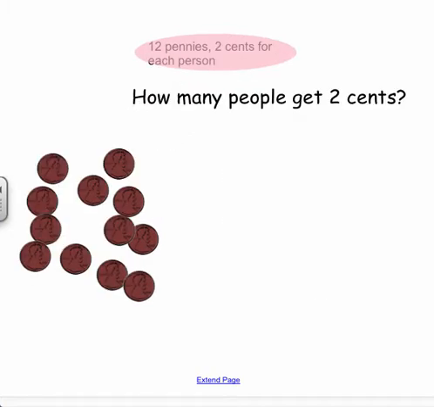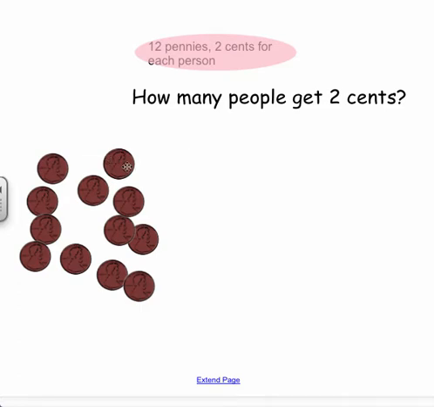Another problem, this time there's 12 pennies and there's going to be 2 cents for each person. The question says, how many people get 2 cents? This is another kind of problem where we don't know how many people there are, but we do know every person that's there is going to get 2 cents.